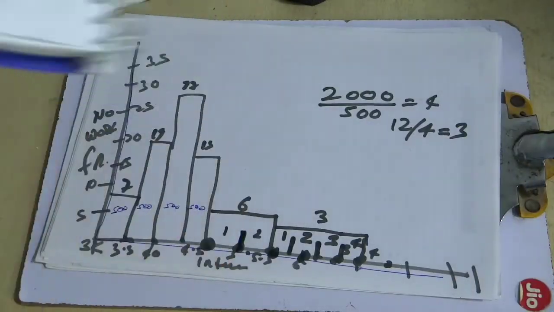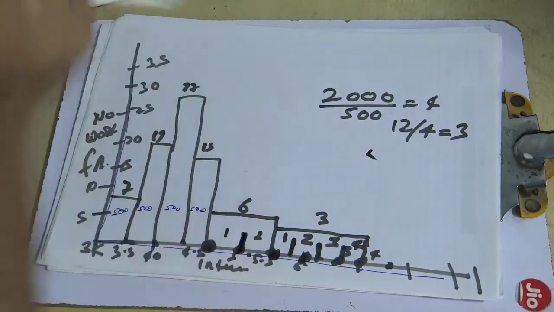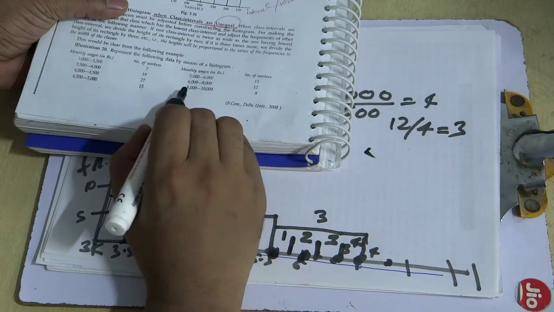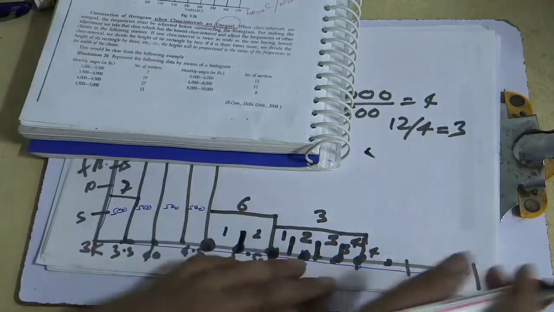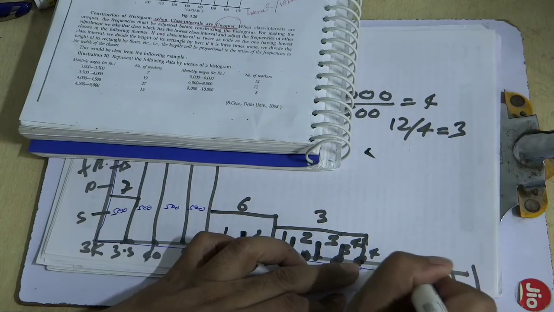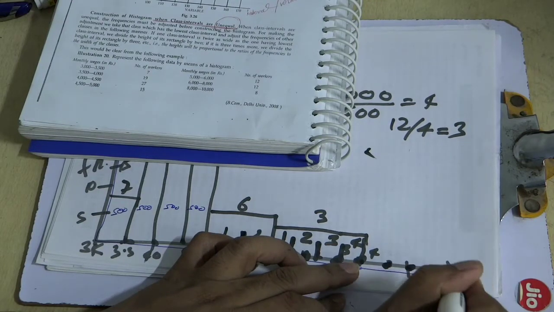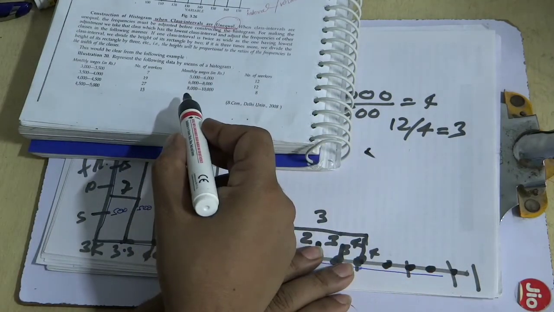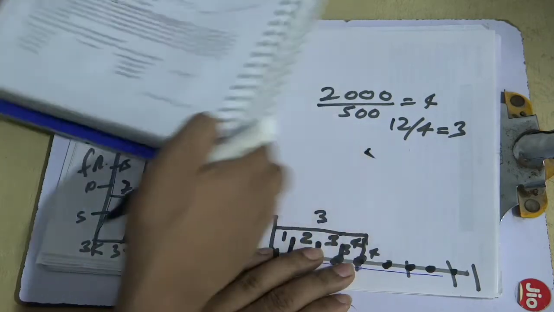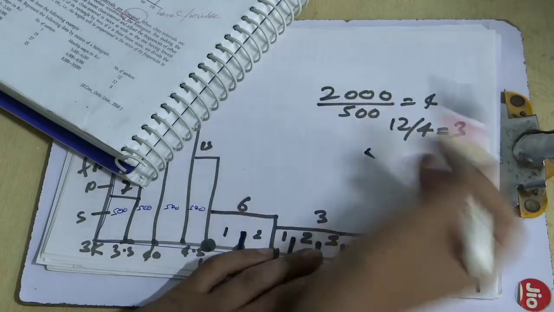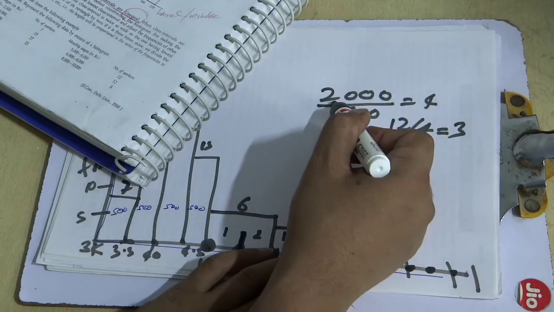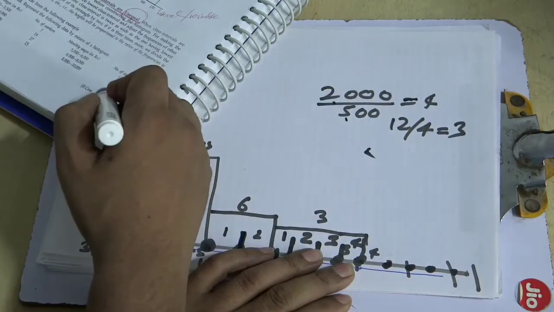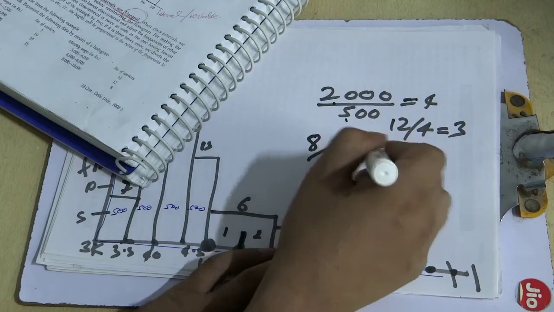Now see the next data. Next data is the same. Here 8 workers are getting between 8000 to 10000. This is 8000, this is 8500, this is 9000, 9500, this is 10000. But how many? 8 workers. So here what is the difference? The class interval is 2000, but we are working on a class interval of 500. So again, the same thing we'll do. 2000 divided by 500, it will be 4. Therefore, we will divide the number of workers, 8, by 4, it will come 2.